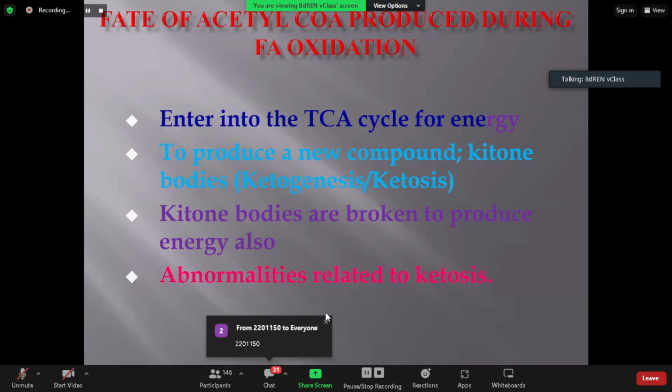So this is called diabetic ketoacidosis. It means these ketone bodies are acidic in nature, and for this reason it is called acidosis. And if it happens in a diabetic person, this is called diabetic ketoacidosis. So that's all for today.